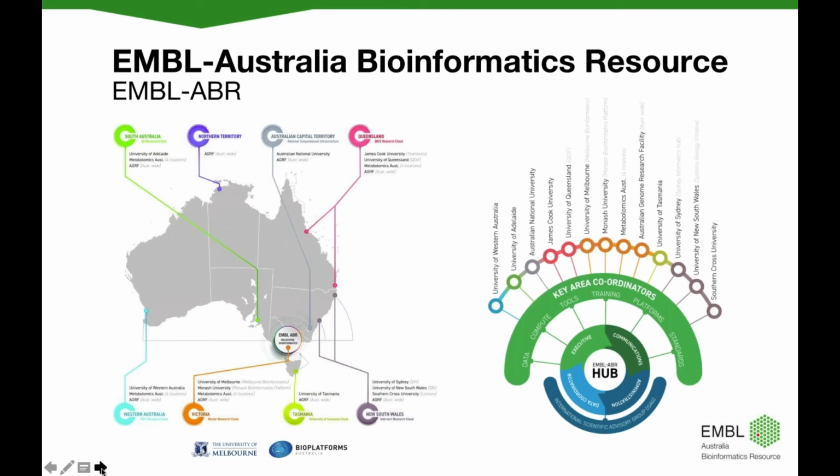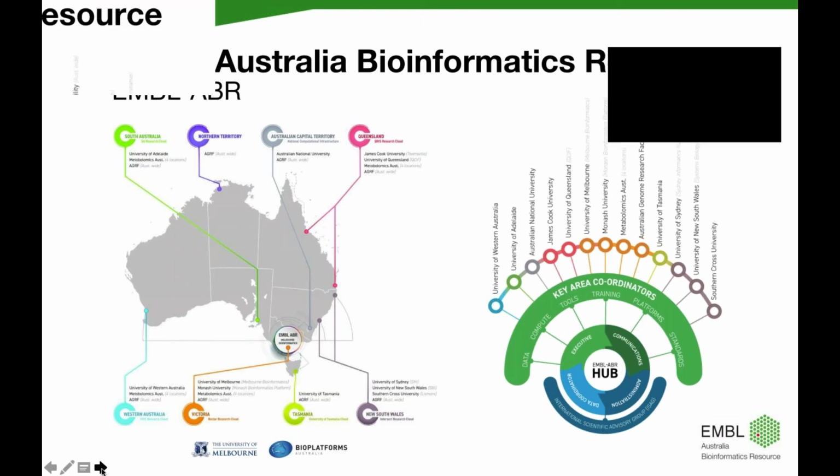EMBL-ABR, or the EMBL Australia Bioinformatics Resource, is a distributed national research infrastructure network, and we provide bioinformatics support to life science researchers in Australia. We're set up as a collaboration with the European Bioinformatics Institute to maximise Australia's bioinformatics capability. We currently have 13 nodes across Australia, which are shown here on this map, each of which undertake or support bioinformatics research around several key areas. And these are data, tools, compute, standards, platforms, and training.